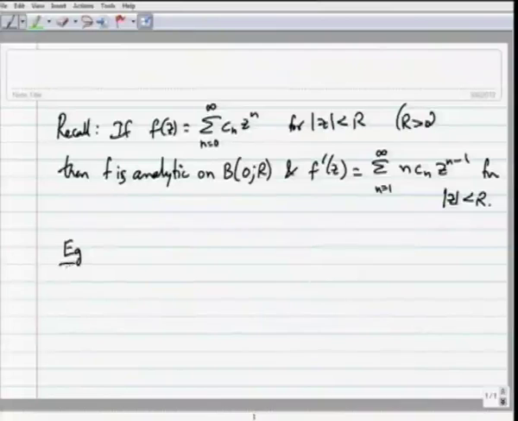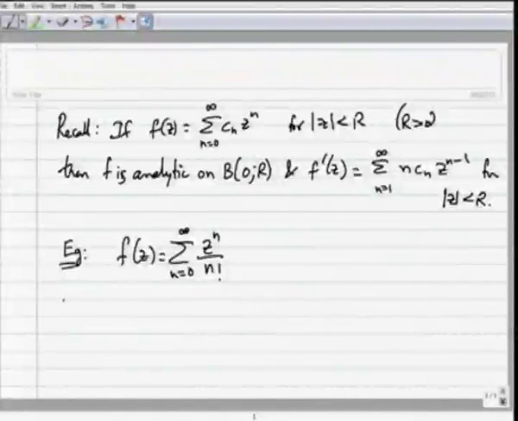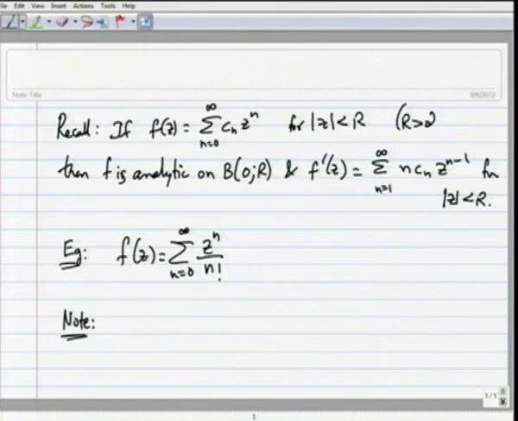So, as an example, we will see the following. If we consider the power series f of z equals sigma n equals 0 through infinity z power n by n factorial, then we will show that this is the power series expansion for the exponential function e raised to z. Firstly, there is one note. Within this example itself I will make that note. There is a little ambiguity here.